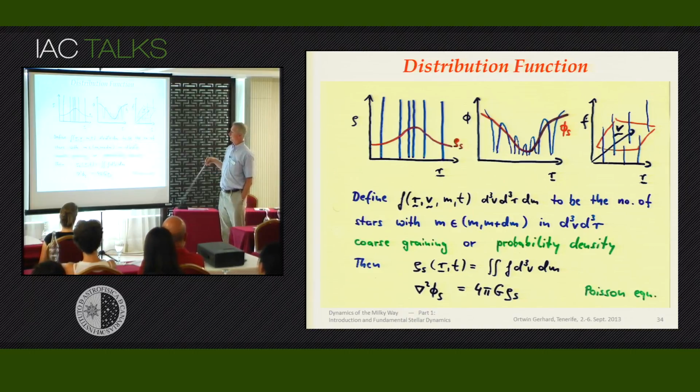So there's two issues here. One is we're talking about a 6-dimensional phase space element. That's rather a large number of dimensions. So even if you have 10 to the 12 stars, that's only 100 per dimension.